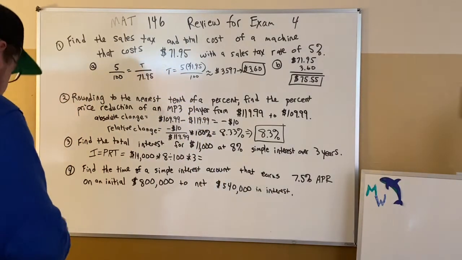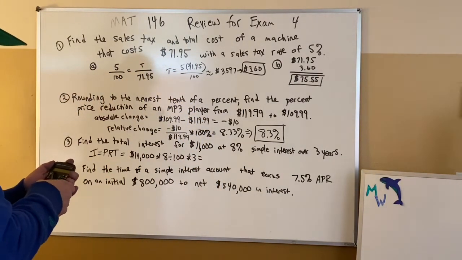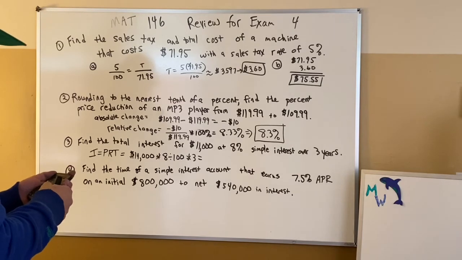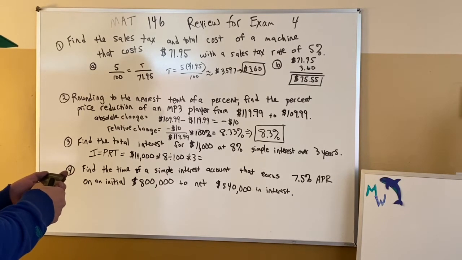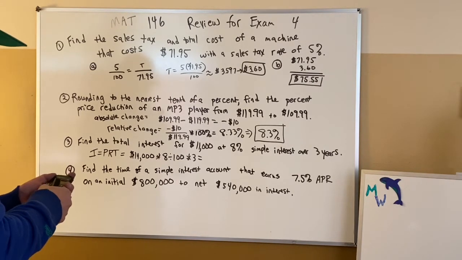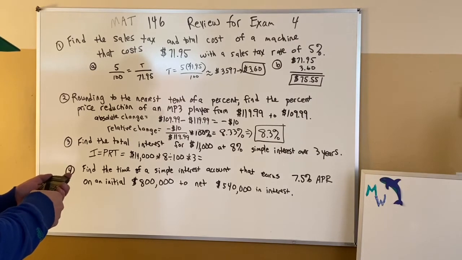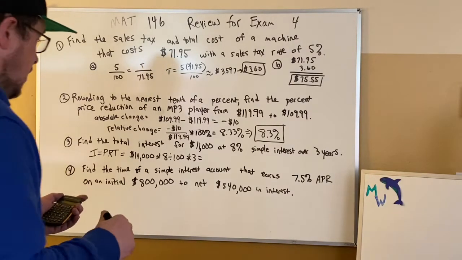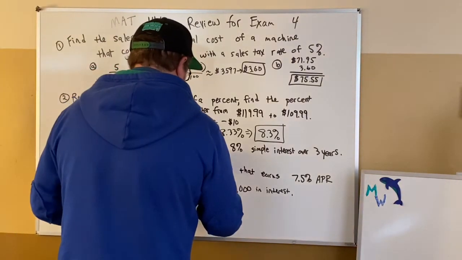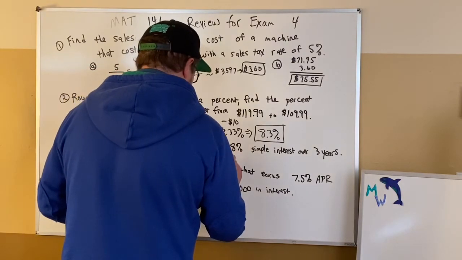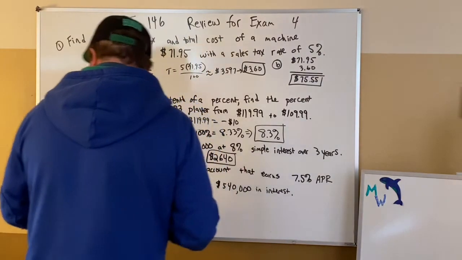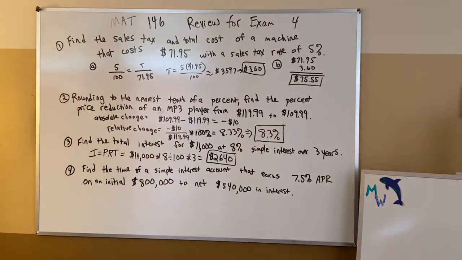So let's go through. We've got 11,000 times 8. Divide by 100, and then times 3. $2,640 is our simple interest. And these should be matching the answers that we're getting on our answer key on the back of this sheet that I handed out through email.